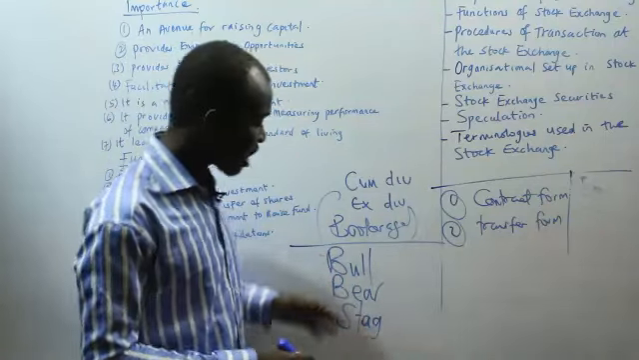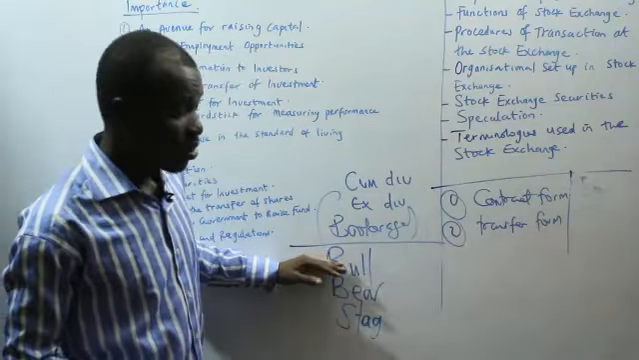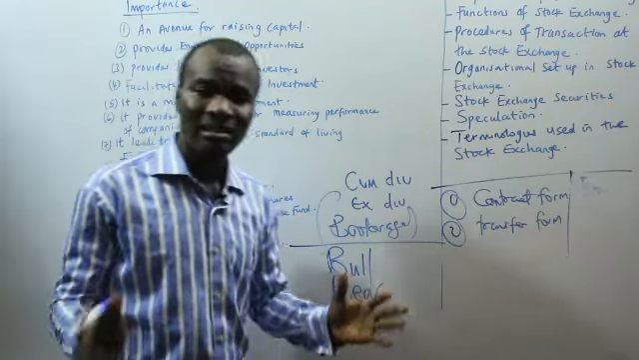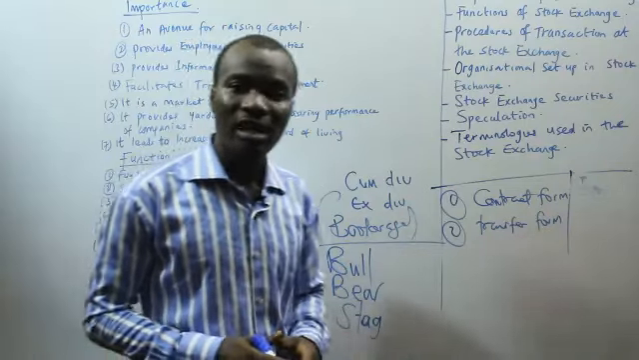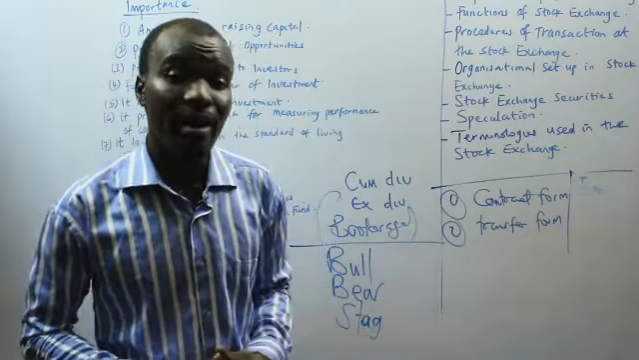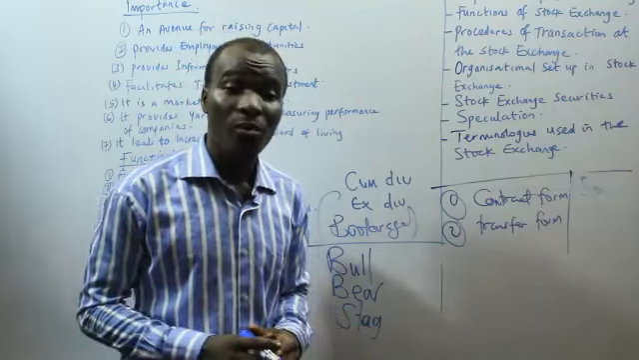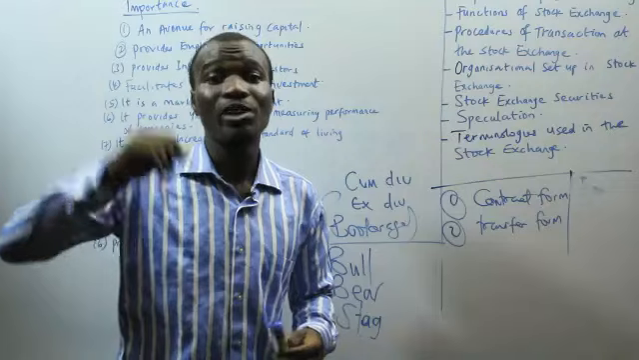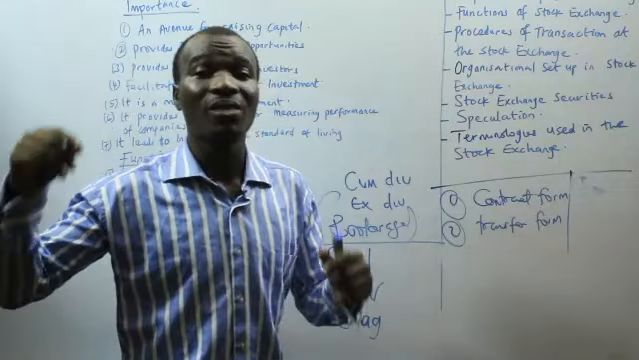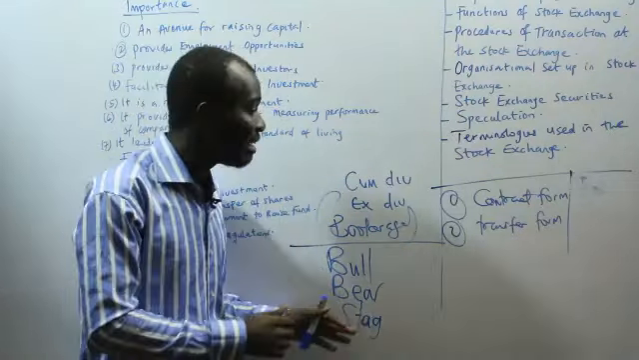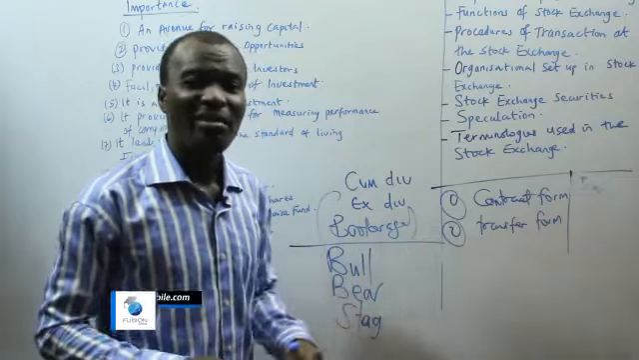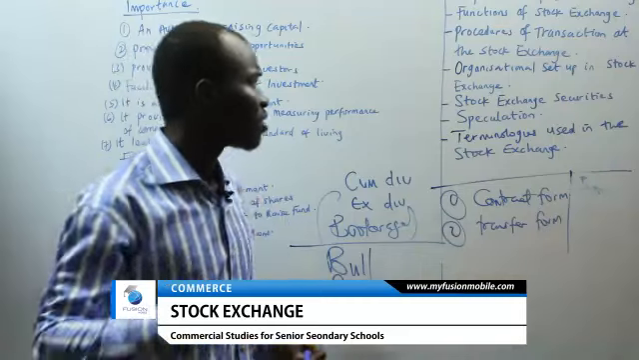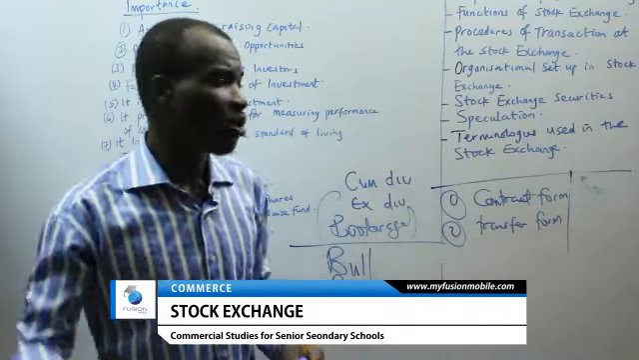Now the stag. The stag anticipates higher prices to make profit, and buys in large quantity of a company's shares. They buy a large quantity of a company's shares in anticipation that the price of the share will rise in the future, in order for them to make profit at that future time. They are going to buy much of the security of the company in anticipation that the price will rise in the future.